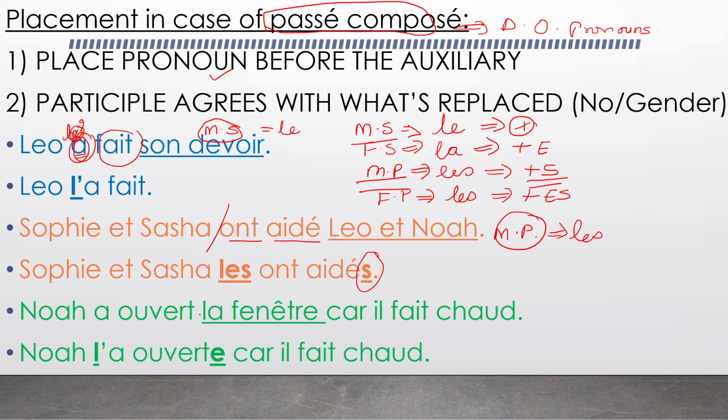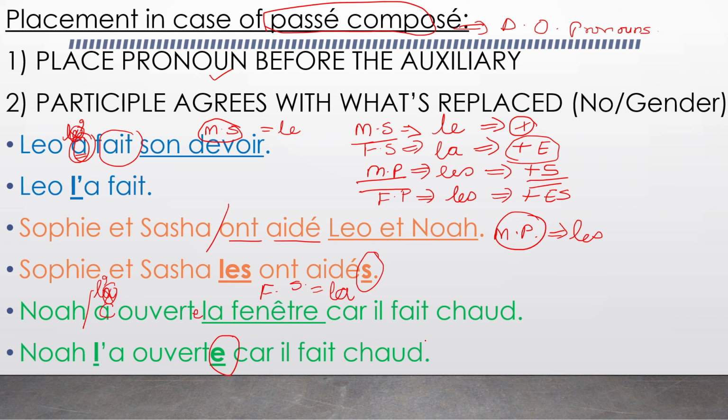And the last example, Noah a ouvert. Now this is the third version of the sentence I'm giving to you in the passé composé. Noah opened the window because it was hot. Okay. Noah a ouvert la fenêtre. Now la fenêtre is feminine singular that you are replacing. You will replace it with la. And where do you place that la in the passé composé? Before the auxiliary, right? So you will place it here. Now a and a are clashing, so replace the first one with an apostrophe. So it becomes Noah l'a ouvert. Now feminine singular, remember you are also doing an agreement here with the extra e to the participle. Okay, so it becomes Noah l'a ouverte car il fait chaud.